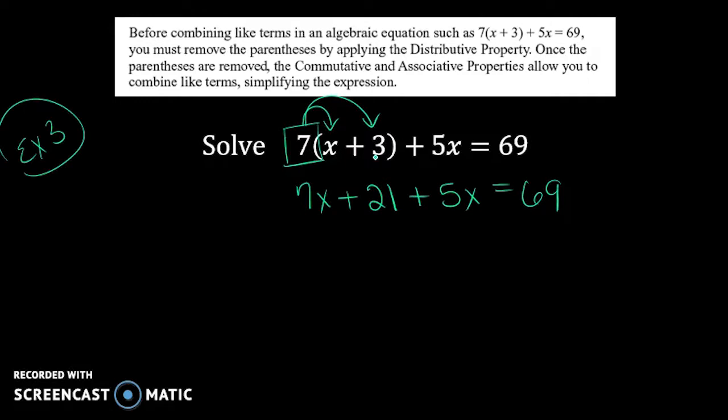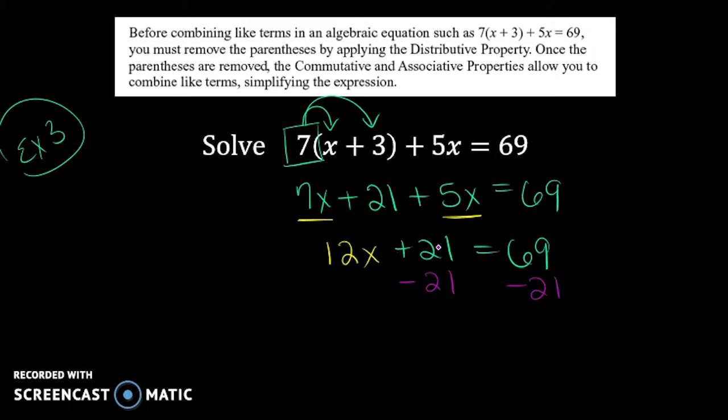Once we've distributed, a lot of times there's going to be like terms to go ahead and combine. When we're combining these like terms, we have a 7x and we have a 5x. A 7x and a positive 5x will give us 12x. Then we still have the plus 21 equals 69. And then once again we're down to a two-step equation. All we have to do is get rid of our 21. It's a positive 21. It's my annoying little brother or sister. I'm going to get rid of them first, so I'm going to subtract 21 from each side because that's the opposite of adding 21.